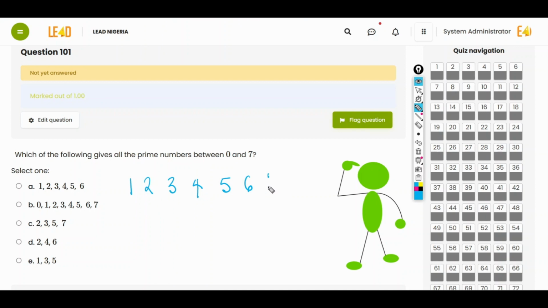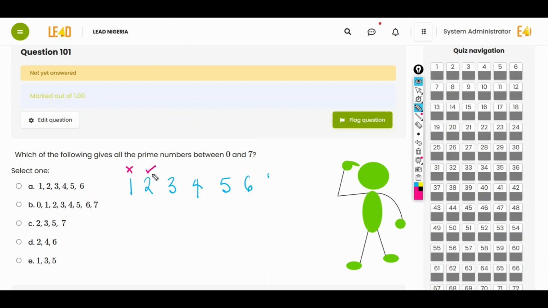Interestingly, if they say between 0 and 7, I think it should include 7 and 0, right? But let's see how that goes. So I won't include them for now, and when we look at the options, we'll probably have more insight into whether they included 0 and 7. But I know for one that 1 is not a prime number, because every prime number must have 2 factors, 1 and itself. 1 has only itself as a factor, so 1 is not a prime number.